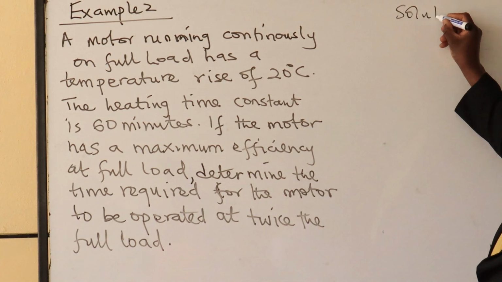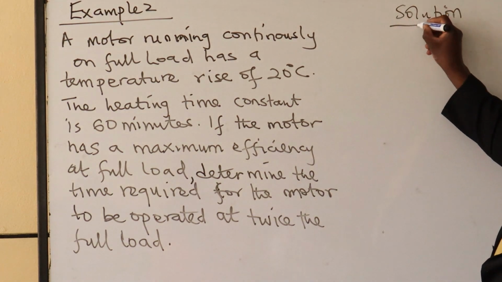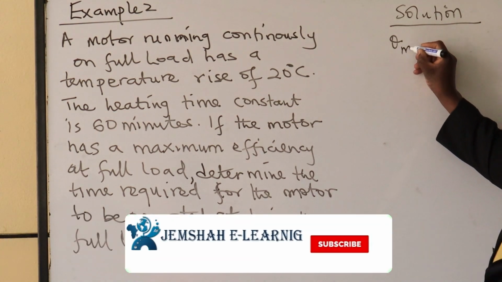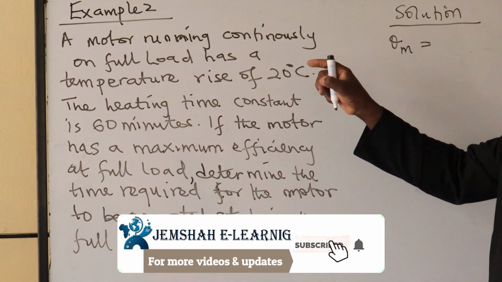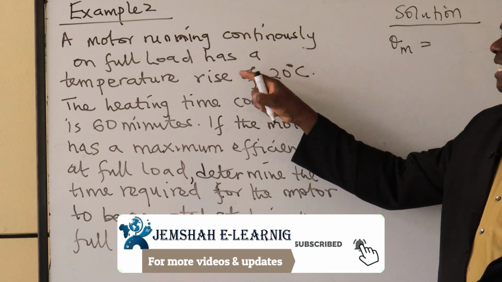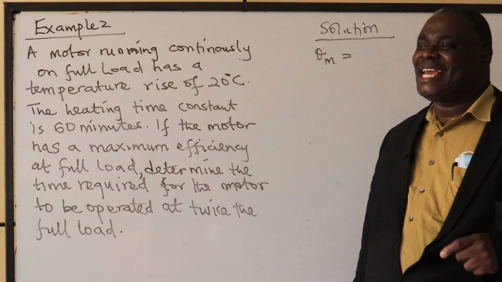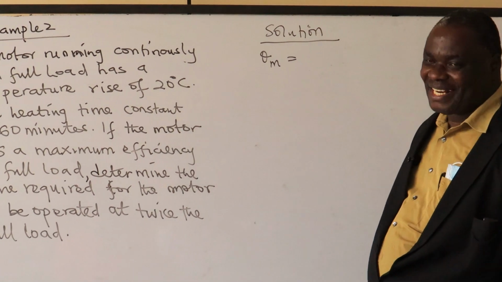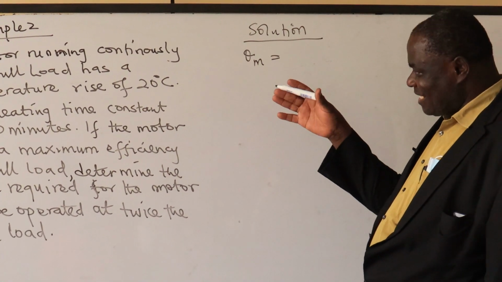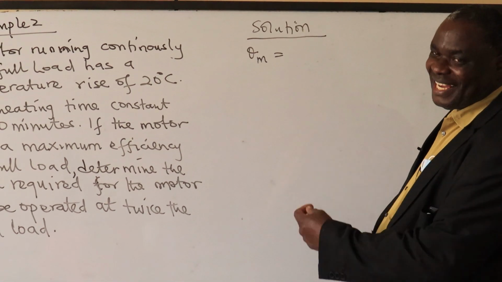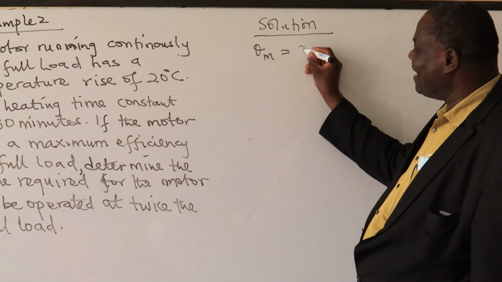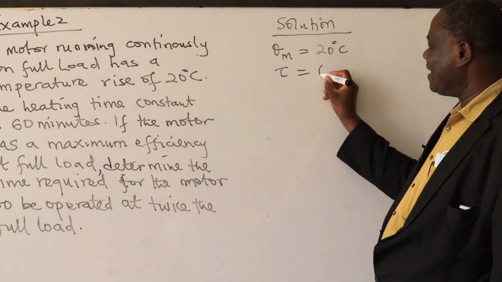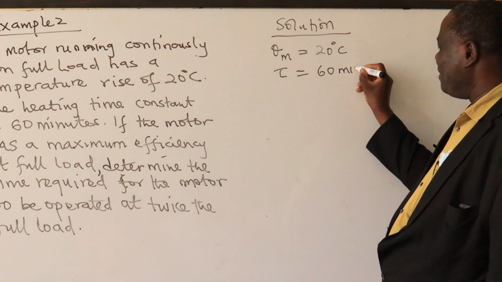So in our solution, we are given theta m. A motor running continuously at full load has a temperature rise of that. Running continuously, meaning that's the final steady temperature rise. So that's another way of saying it. So it is 20 degrees Celsius. Tau, we are given the heating time constant, 60 minutes.